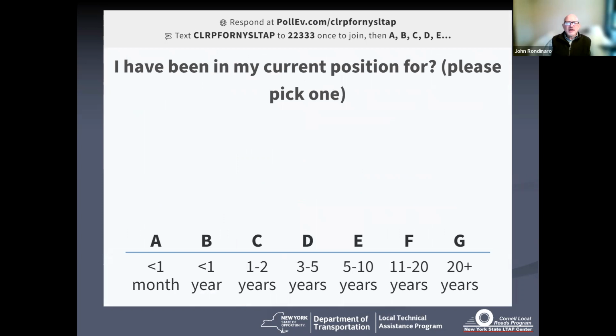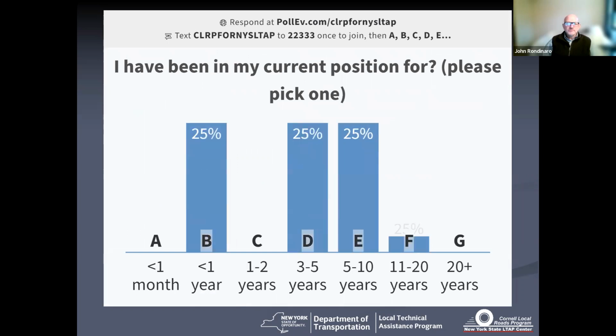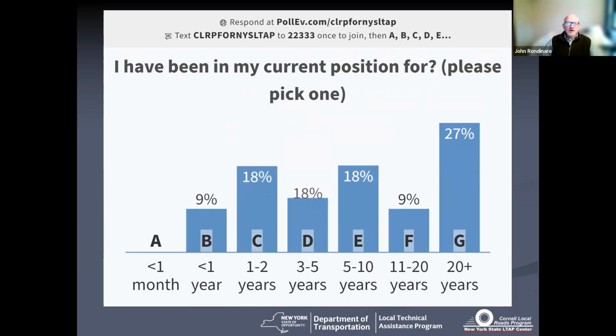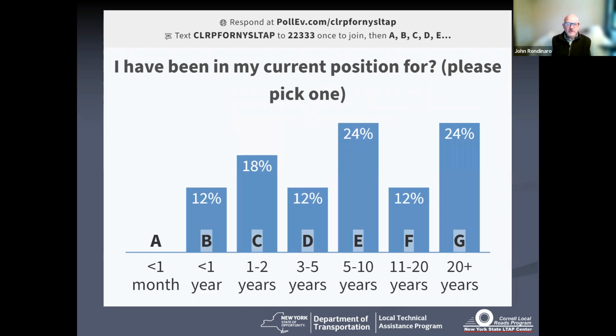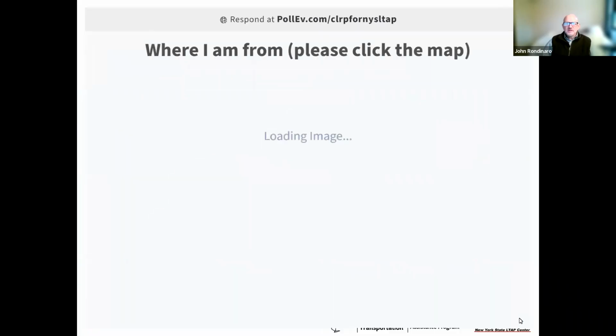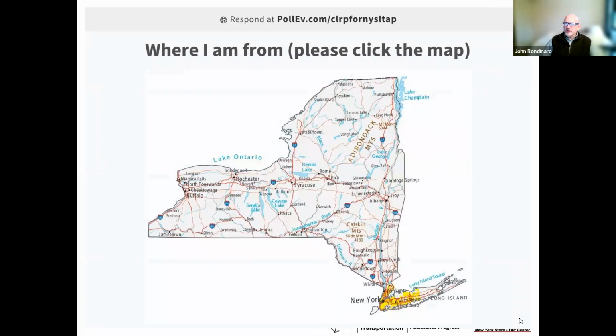How long have you been at your job? Oh, real nice. Yeah, nice wide range of experiences. Got some relatively newer folks, and then we got some old timers like me. So nice wide range of experience and probably expertise. All right, last but not least, where are you located? You ping the map.